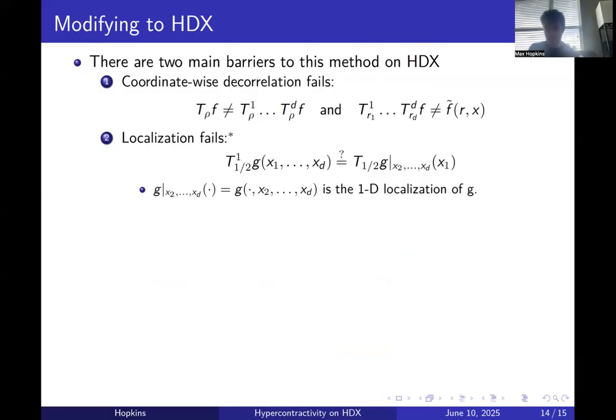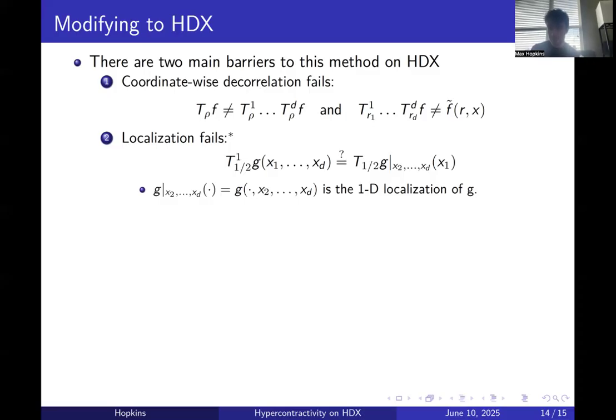I guess I maybe don't have a counterexample, but I expect that this is not true: that if you look at the coordinate-wise operator T_1 applied to the global d-dimensional function g, then this is not equivalent to applying T_1^{1/2} to the restricted one-dimensional version of this function g. Right, before, in the previous slide, g was really like T_2 through T_d applied to f, but generically you would want this localization to work.